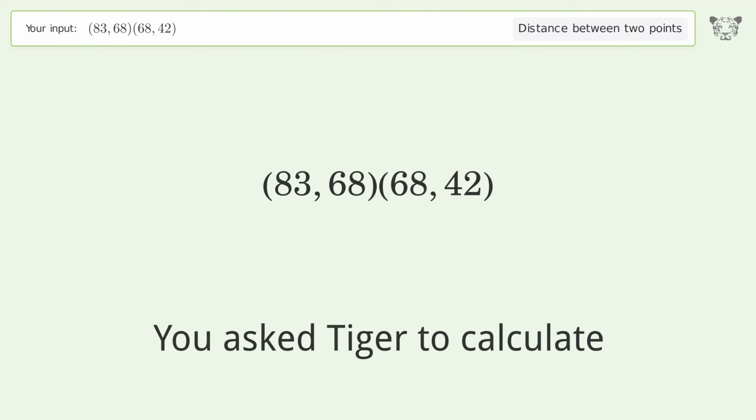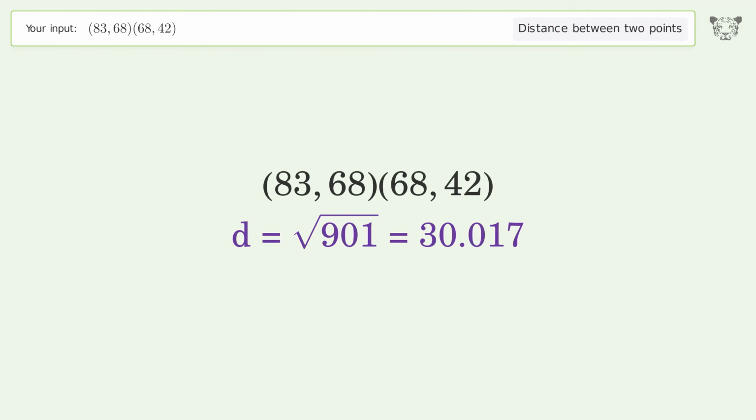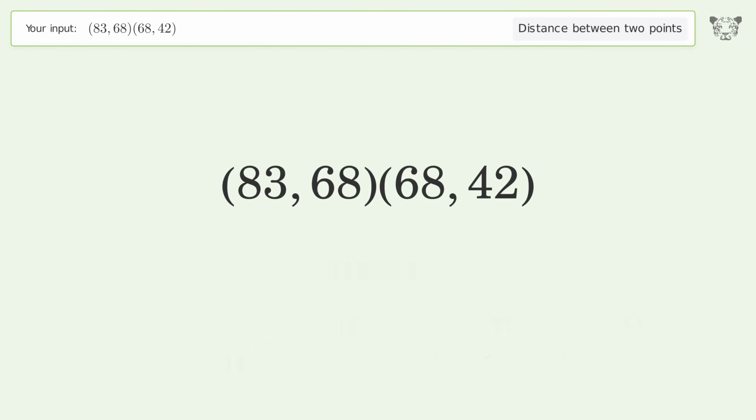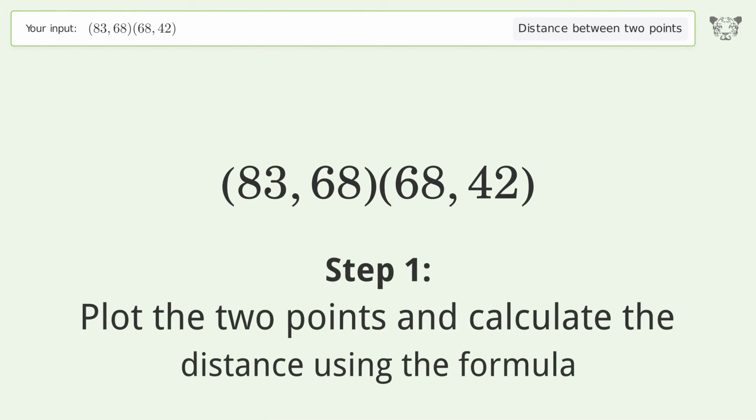You ask to calculate the distance between 2 points. The distance between the 2 points is the square root of 901, or 30.017. Let's solve it step by step. Plot the 2 points and calculate the distance using the formula.